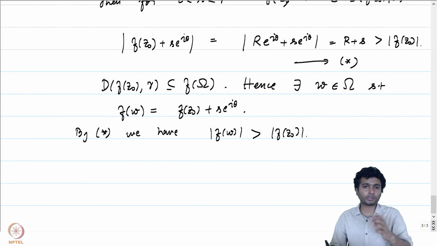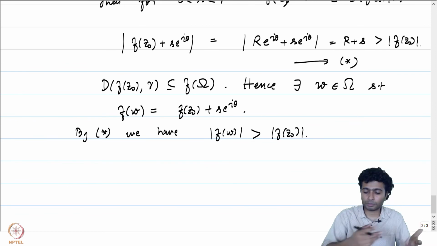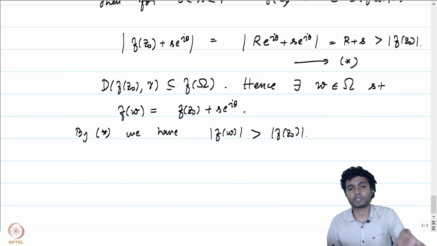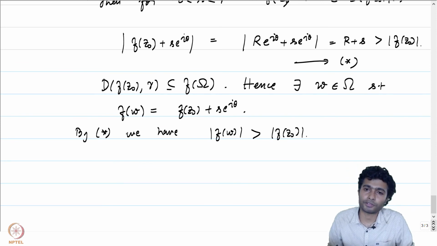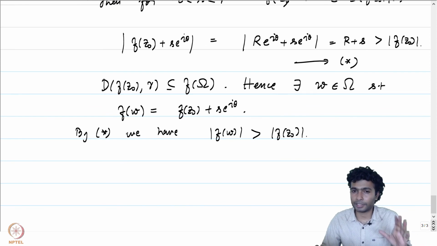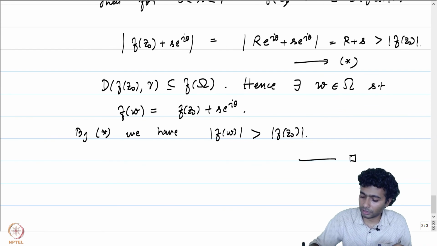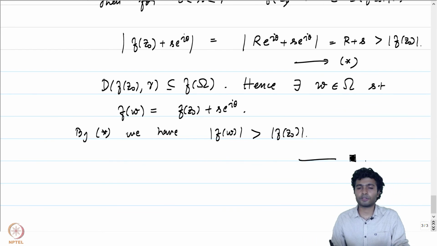So our choice of z0 was arbitrary. You pick any z0, you will be able to get hold of some w such that the absolute value of f of w is greater than the absolute value of f of z0. And therefore, the function mod f of z does not attain a maximum in the interior of omega, and that's what we were trying to prove. So this is a more general version of the maximum principle.